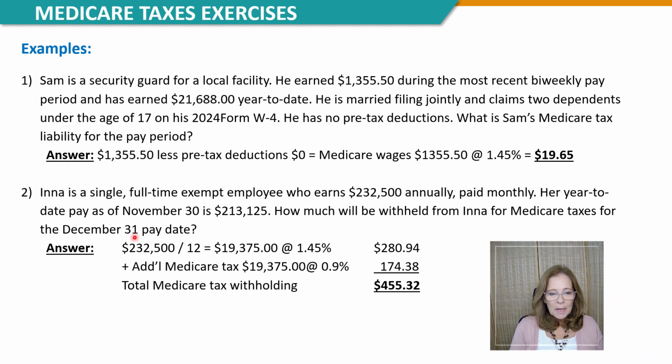So the first step is to calculate the regular Medicare tax withholding by first dividing the annual salary by 12, because Ina is paid monthly, and then multiplying the result of $19,375 by 1.45%, which is $280.94. We then multiply the $19,375 by 0.9% for a total of $174.38, for a grand total of Medicare tax withholdings of $455.32.